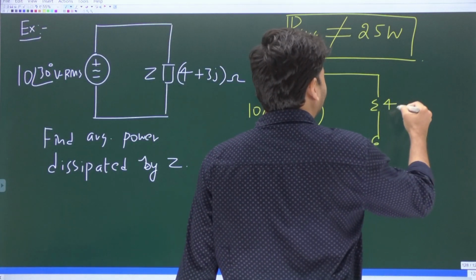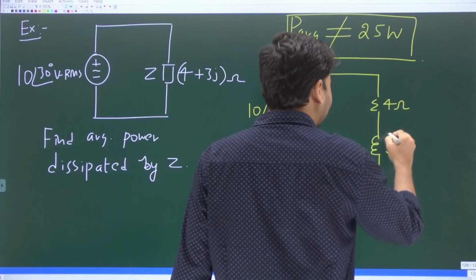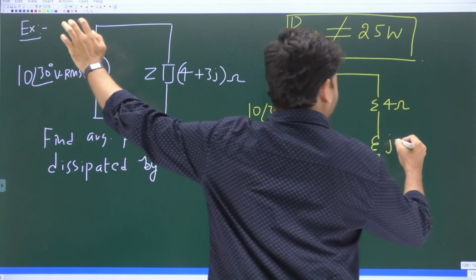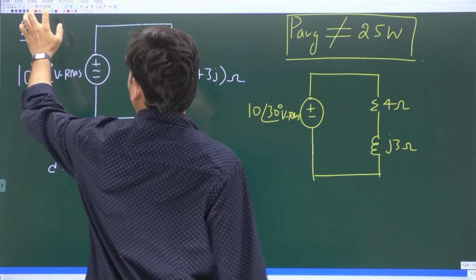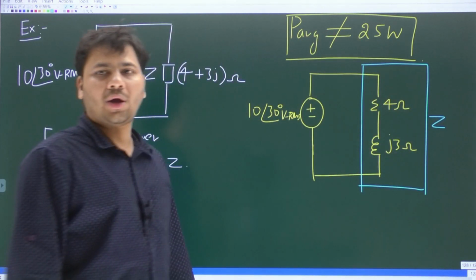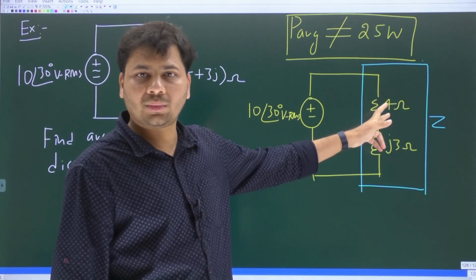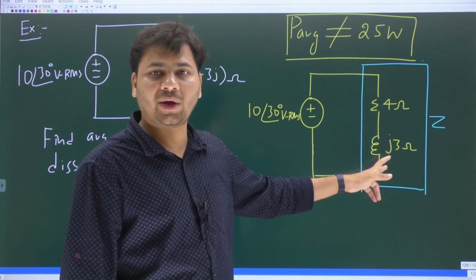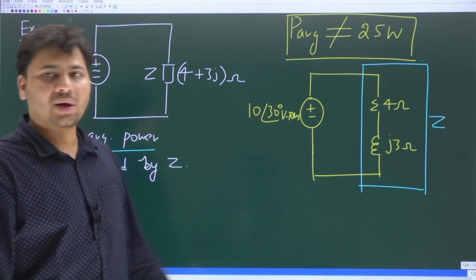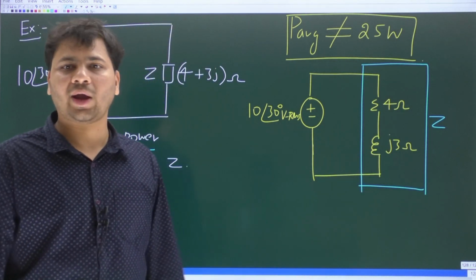So we have a resistor whose resistance is 4 ohms. We also have an inductor whose impedance is j3 ohms. Let me write it properly. Whose impedance is j3 ohms. Yes or no? So this entire thing is Z. Now obviously the power dissipated by Z will be equal to the power dissipated by the 4 ohm part plus the power dissipated by the j3 impedance. Okay, you have to find the average power. What is the average power dissipated by the inductor? The inductor is purely reactive. Average power is what?